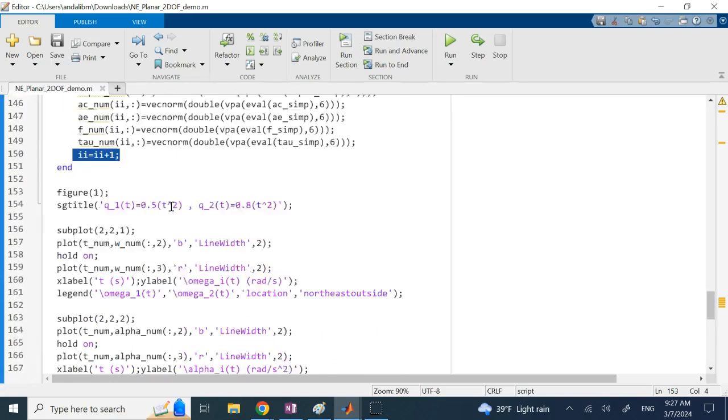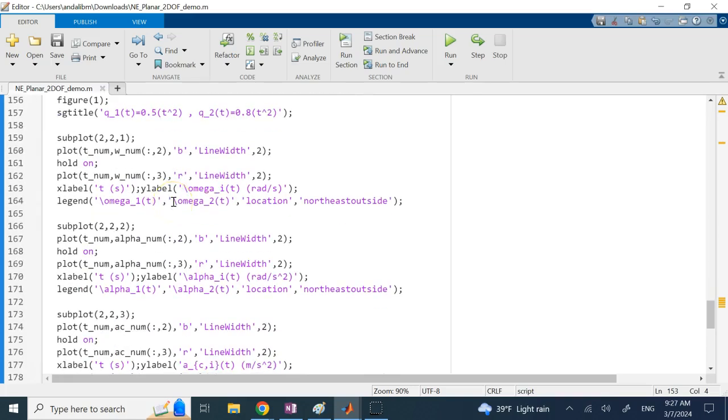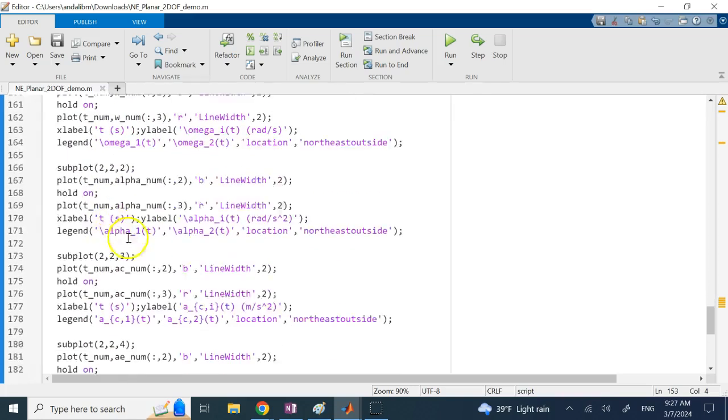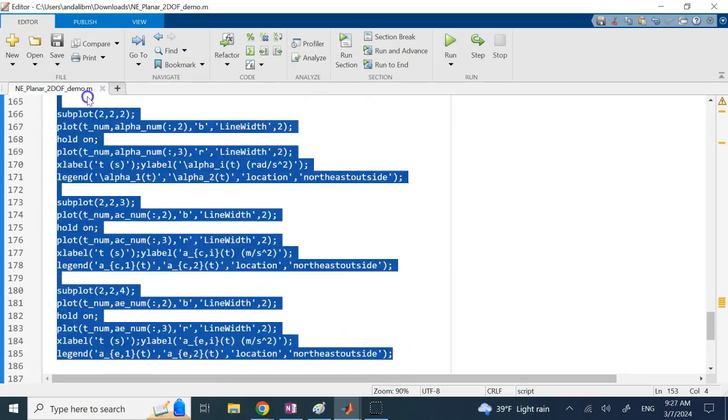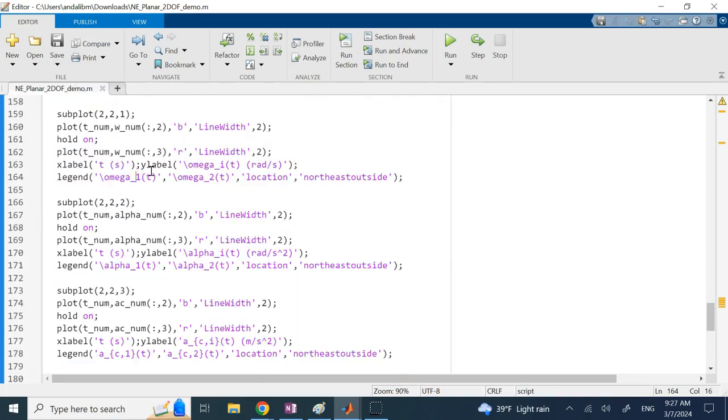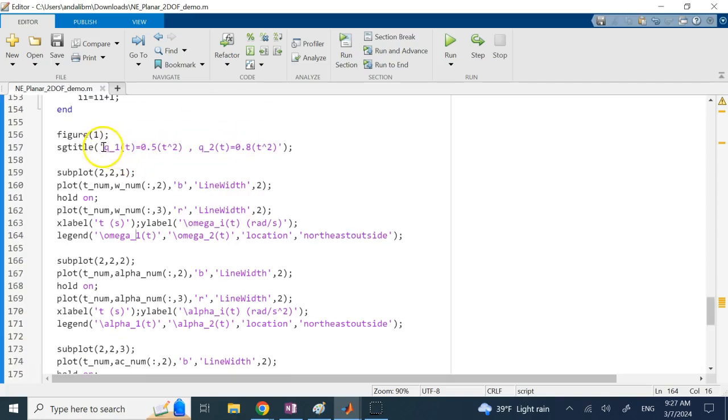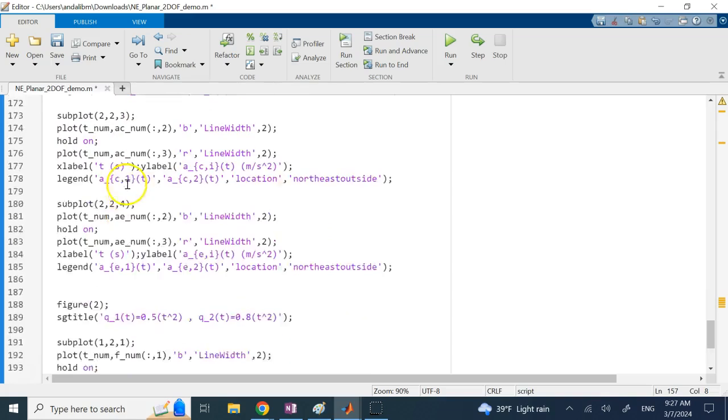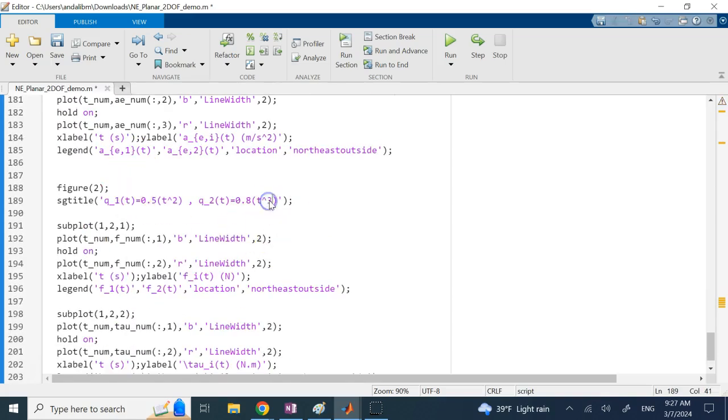One last function I wanted to mention for you is here in figure 1, I have 4 subplots, and I want to use one title for the entire figure, not per subplot. So I want to add one title which shows my functions here. If you want to use one title for the entire subplots, instead of using the command title, you have to use sgtitle. So this will create one title for the entire plot for you.